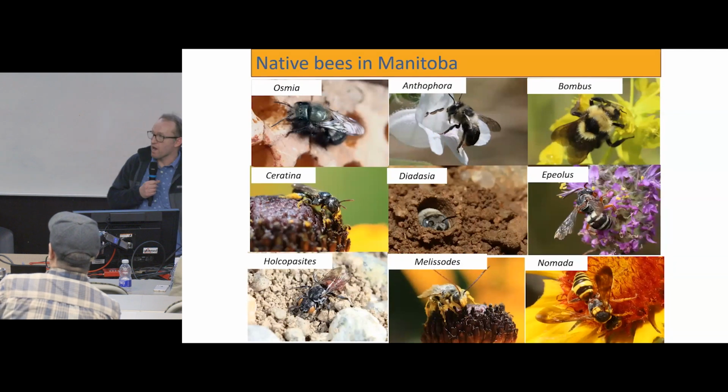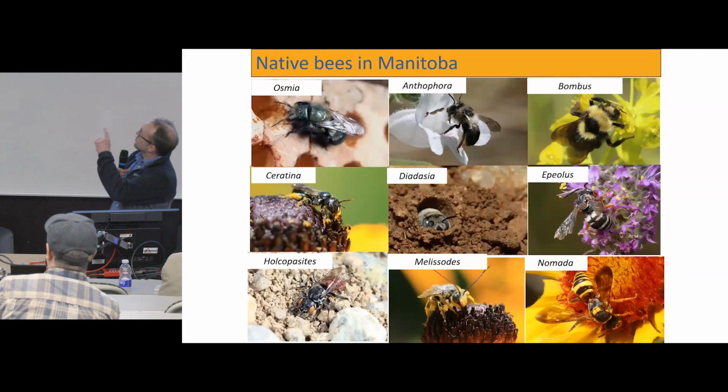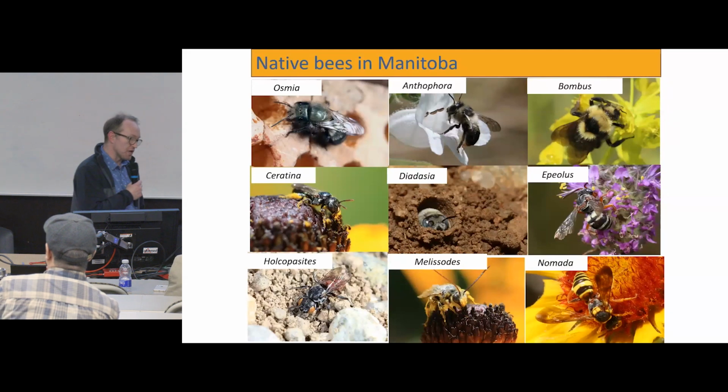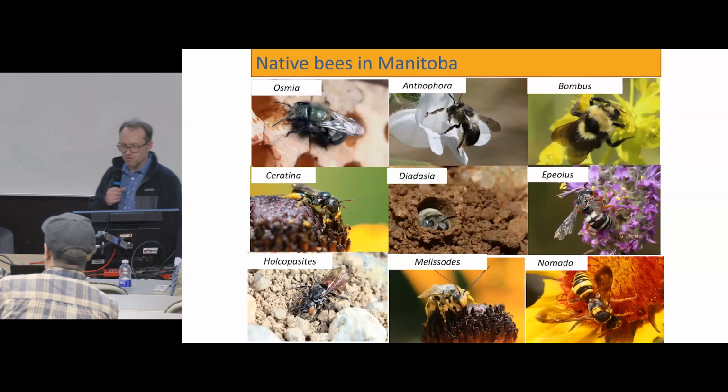And then this is just a smattering of some other bees. And in the center, you have a species that's emerging out of its nest. So that's what you have to look for if you're trying to find a bee nest, a little head poking out of the ground.